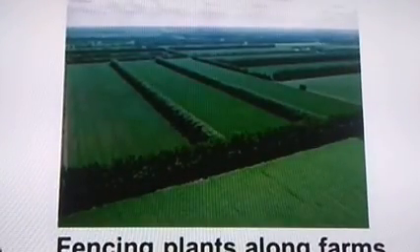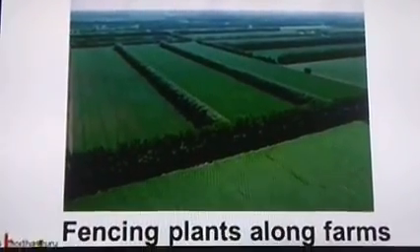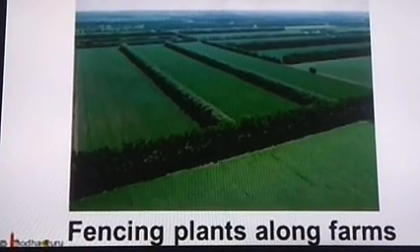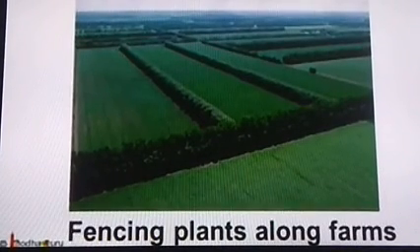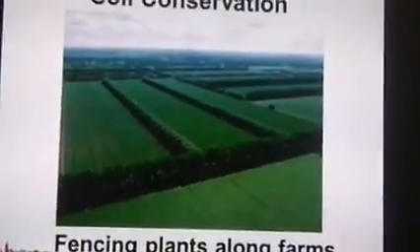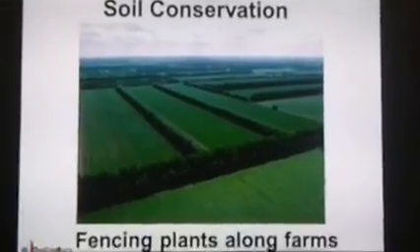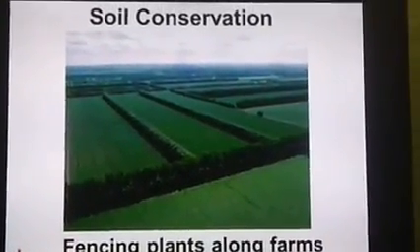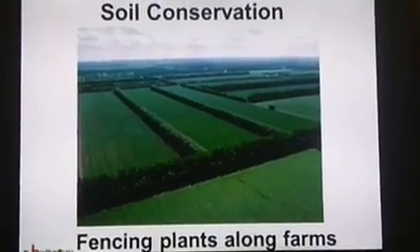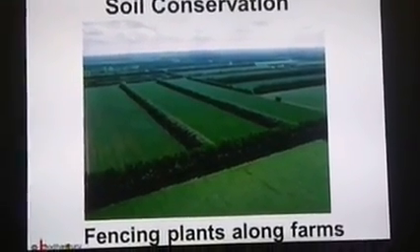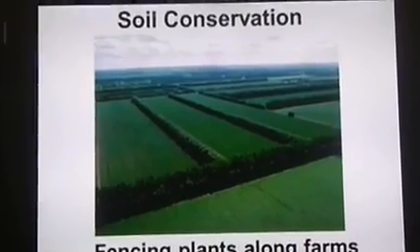The next way of conserving the soil is fencing plants along the farms. Students, around the farms we can make fencing. We can grow some type of bushes or grass which can prevent the flow of water which carries the soil with it, or the blowing of wind which carries the soil with it.